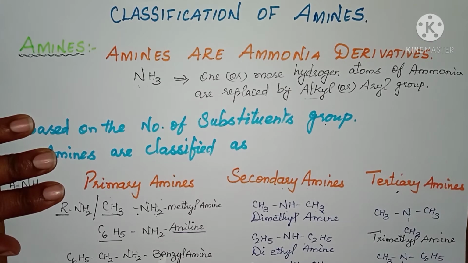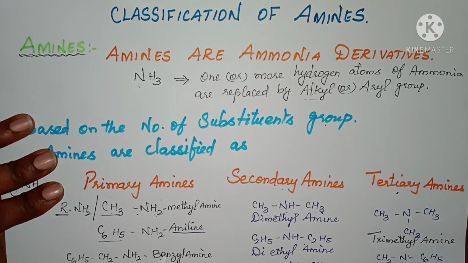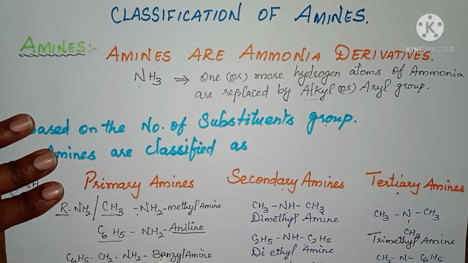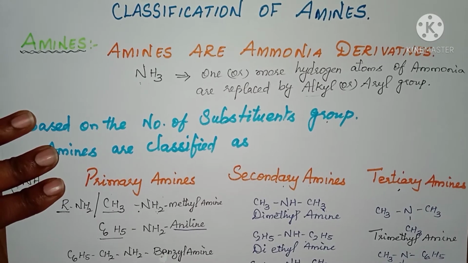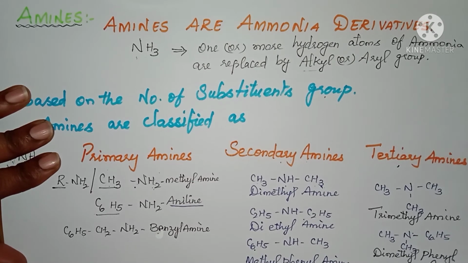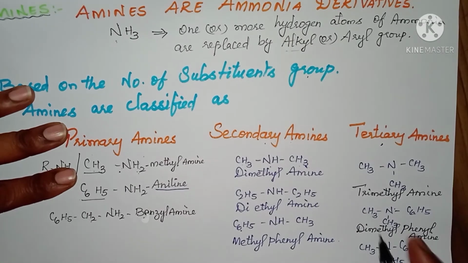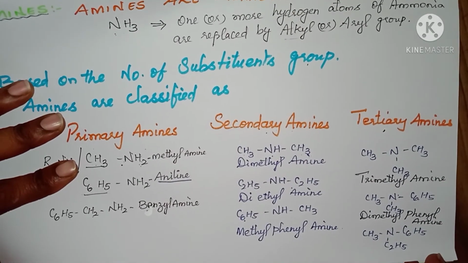Next one, the benzene group is also there. Here 2 methyl groups are also available. So how will you write it? Dimethyl phenyl amine. Can you see? Here, dimethyl phenyl amine.